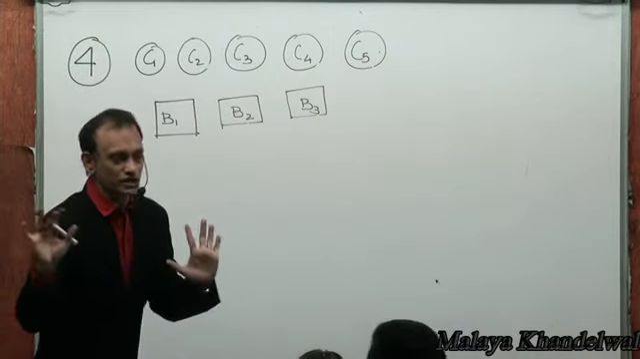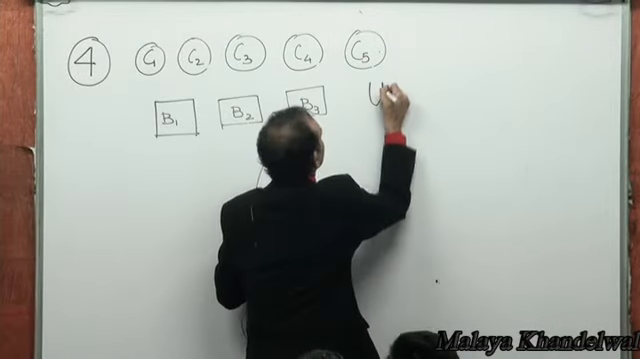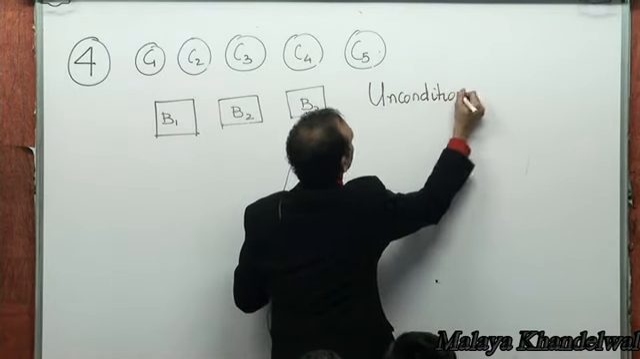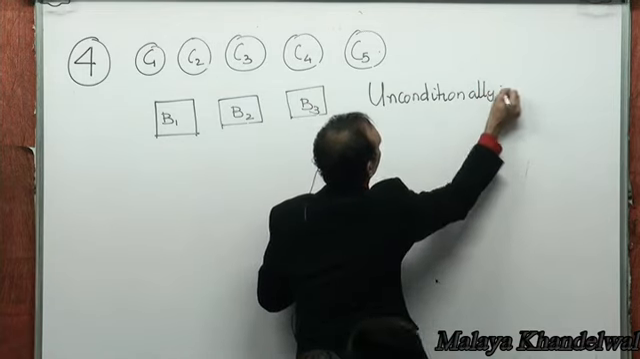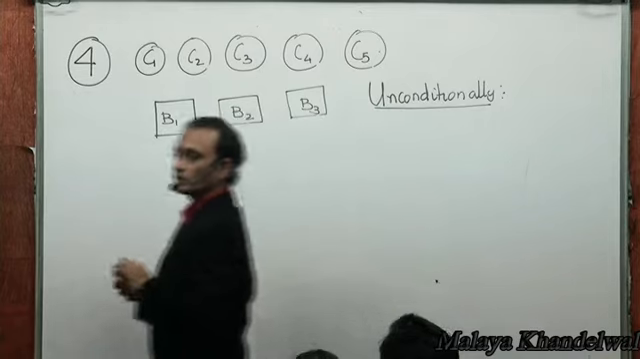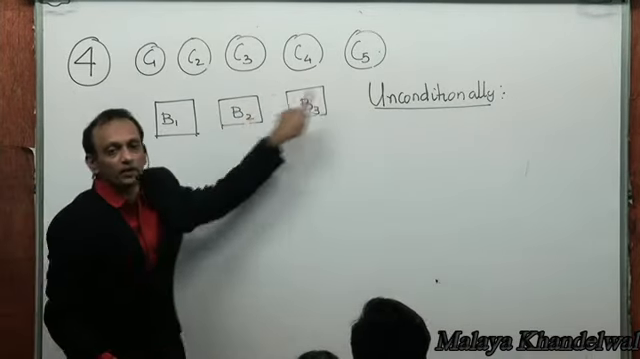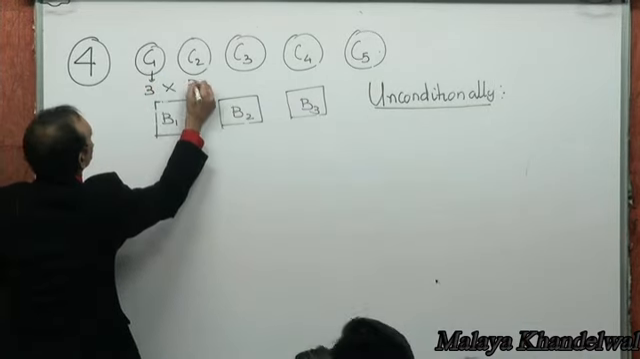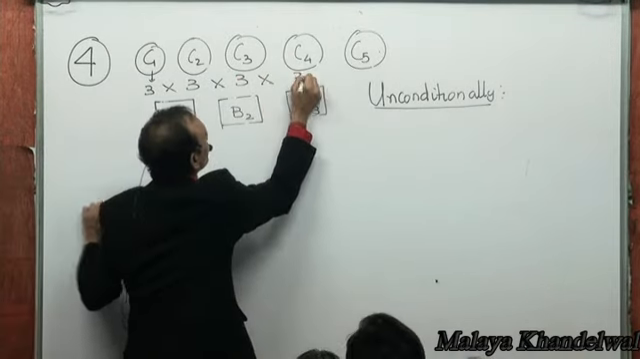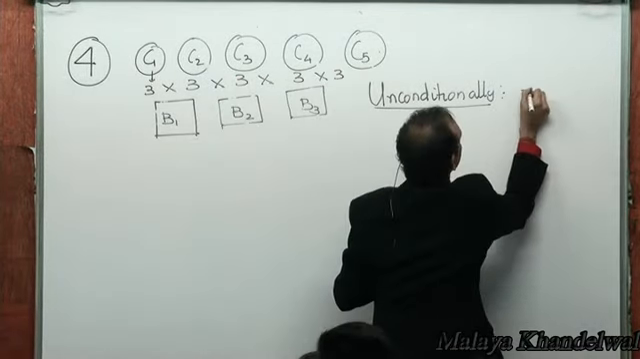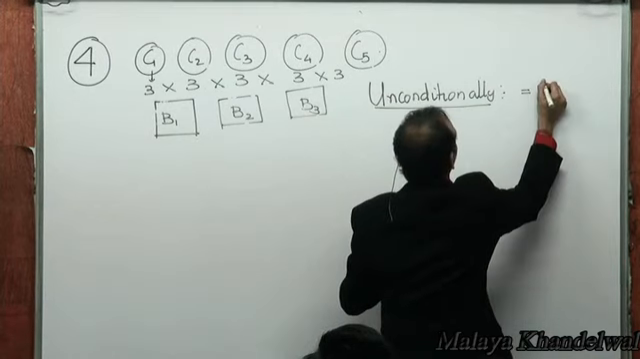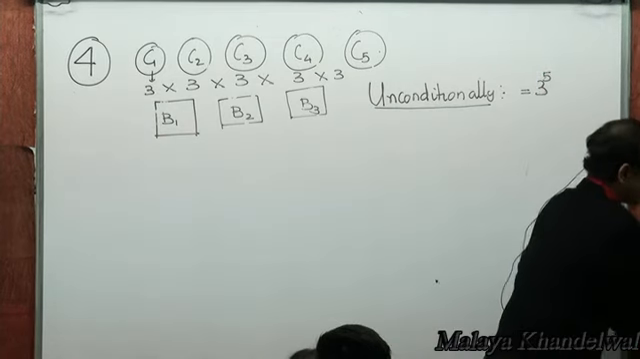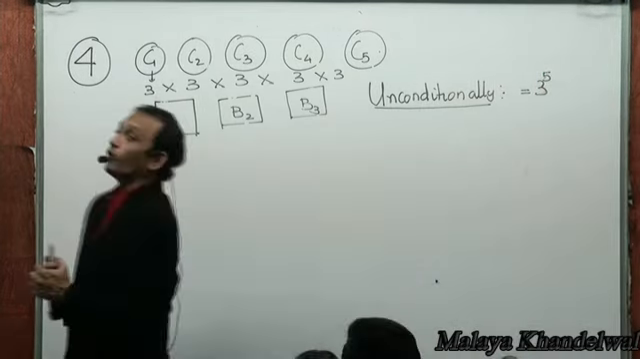First of all, if there is no condition imposed, in how many ways can I place the balls in the boxes? C1 could be placed in any one of the three boxes. C2 could be placed in any one of the three boxes. C3 in any three. C4 in any three. C5 in any three. So that makes it 3 to the power 5.